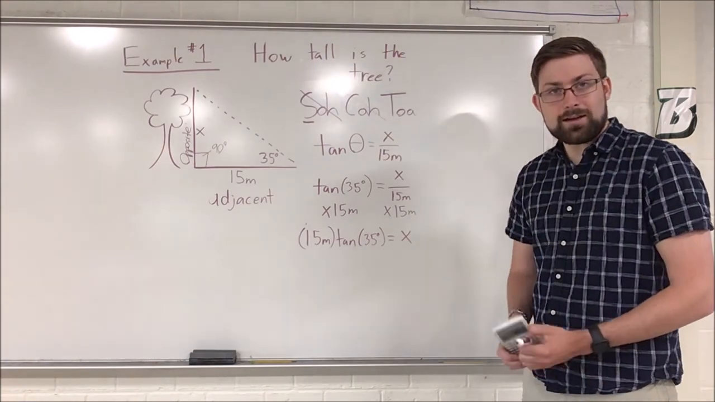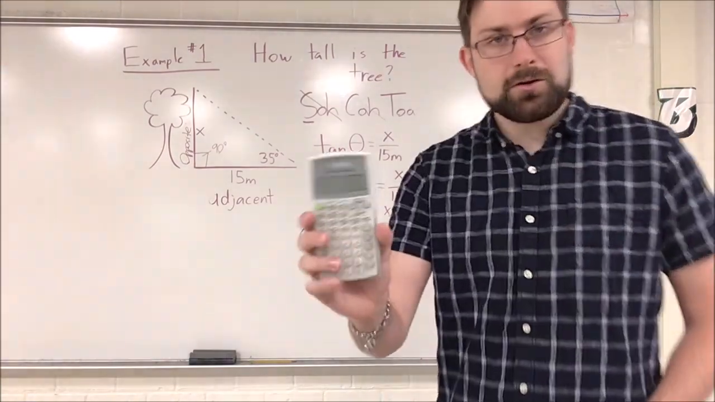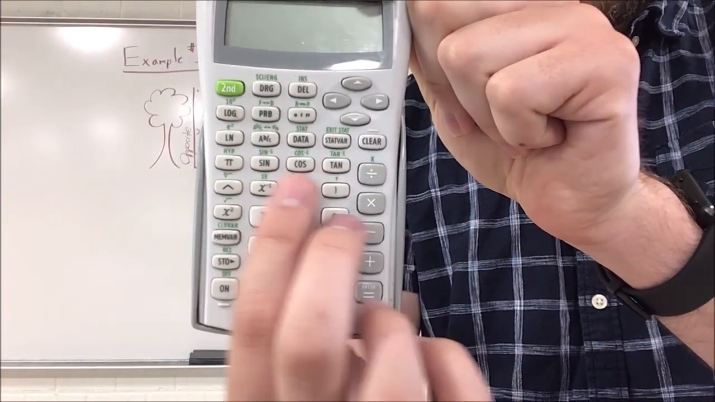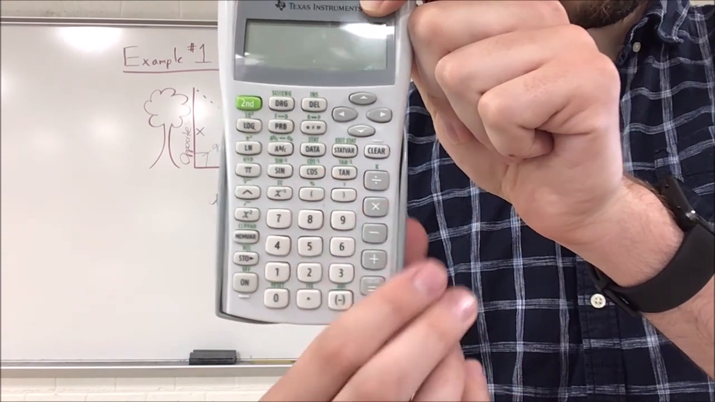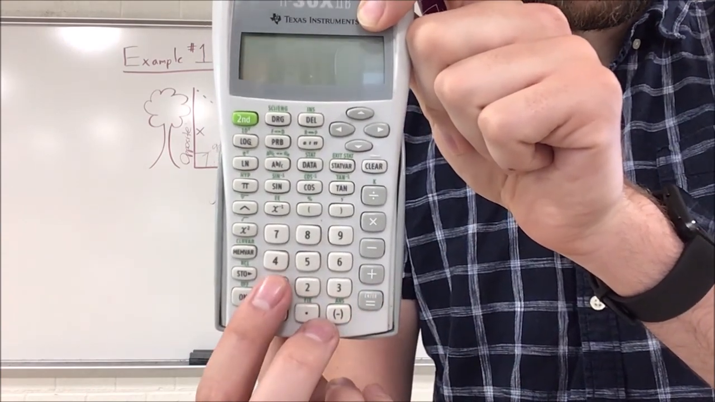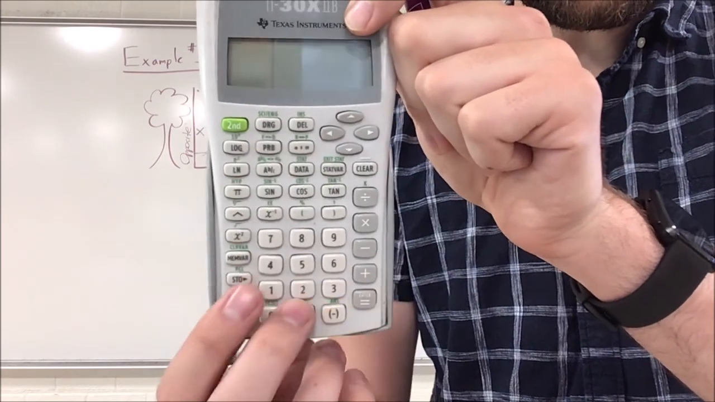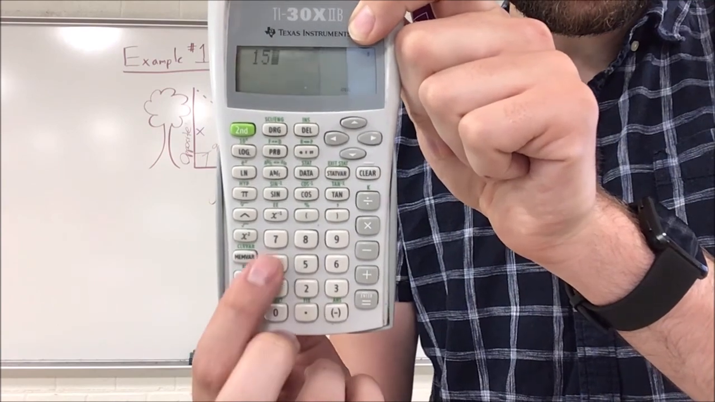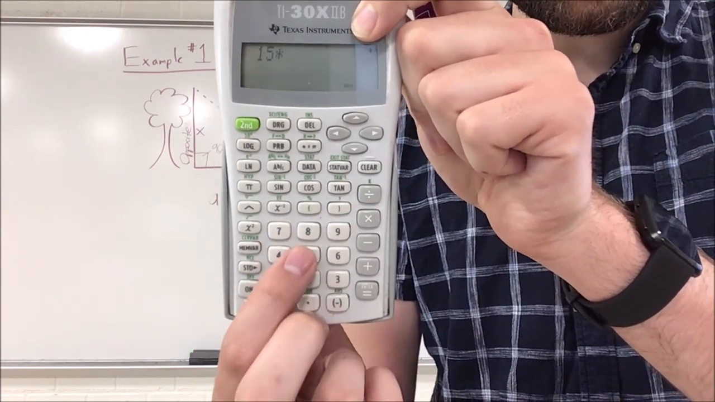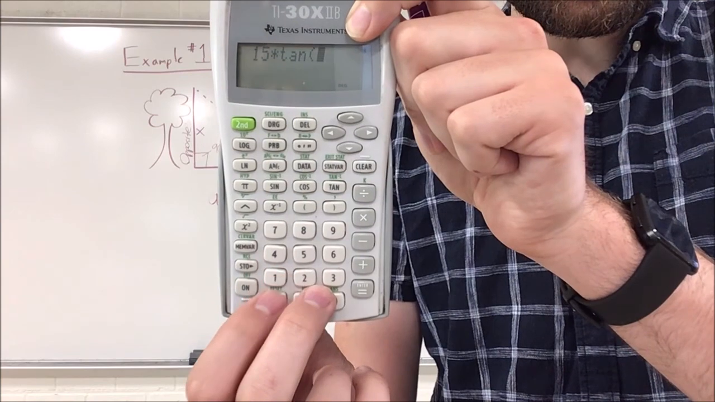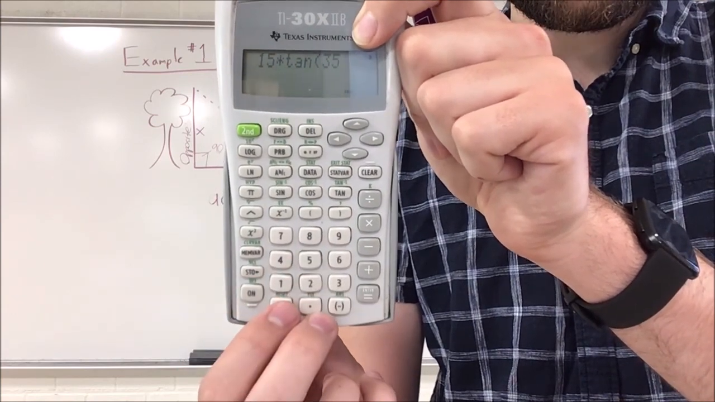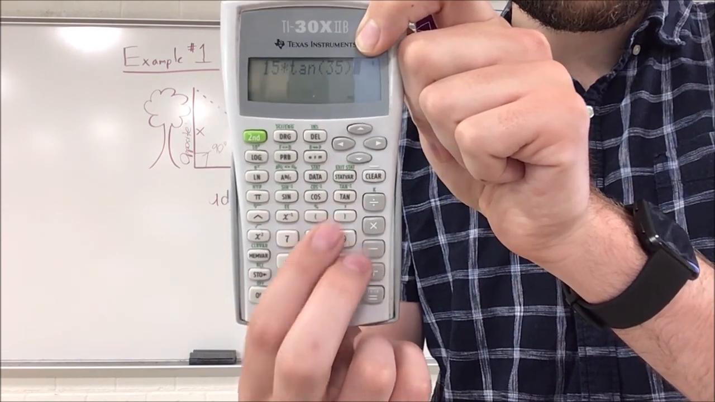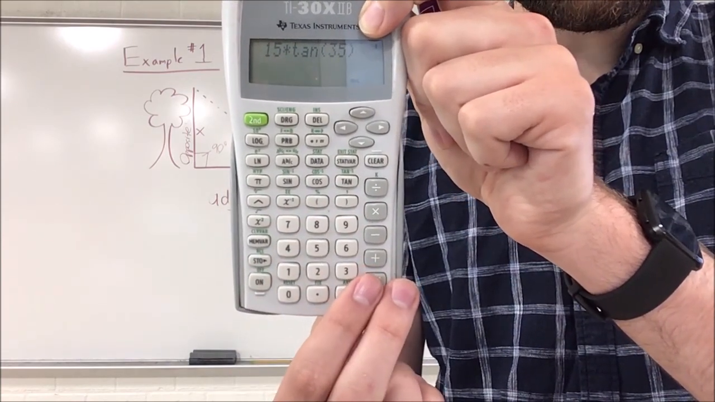And so for that, what I'm going to do is I'm going to use my calculator. Most calculators have a section where you can see the trig functions. This is sine, cosine, and tangent. So we're using tangent. What I'm going to do is I'm going to type in, my calculator's not even on, there we go. I'm going to type in 15 times tangent of 35. Okay, I'm going to close that parenthesis, and therefore I'm going to hit equal.